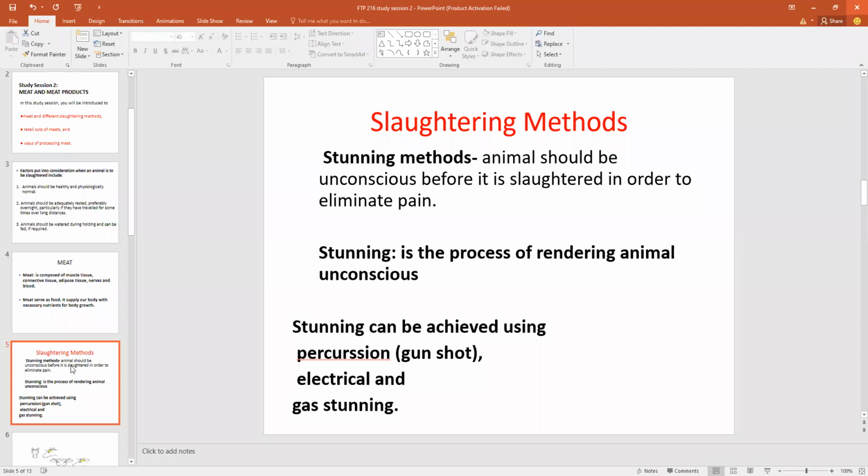And this stunning we're talking about can be achieved using different methods. We have three methods under stunning. Number 1 is percussion. Percussion is the use of a gunshot. You apply a gunshot to the forehead of the animal, so the animal will be in a state of unconsciousness, and it will allow you to slaughter the animal with ease. Then another method is the use of electricity, the electrical method, whereby you apply the tongs of an electrode. Let me show you the picture.